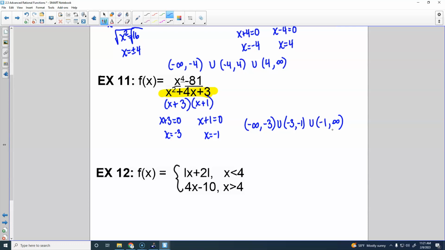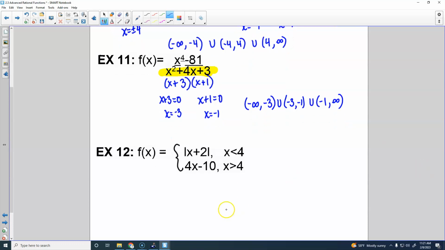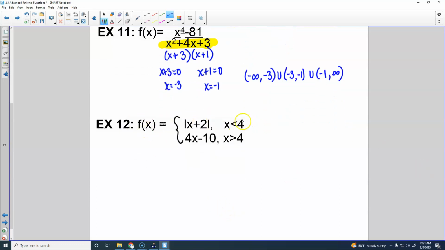All right, and one more thing I'm going to throw in here is just a little bit of piecewise functions. We're actually going to do a whole section on piecewise functions later. But this is a piecewise function that tells us if I'm plugging a number less than 4, I'm going to use the top equation. If I'm plugging a number greater than 4, I use the bottom equation. I don't have denominators on either one of these, so absolute value of x plus 2 is continuous everywhere, and 4x minus 10 is continuous everywhere on its domain.